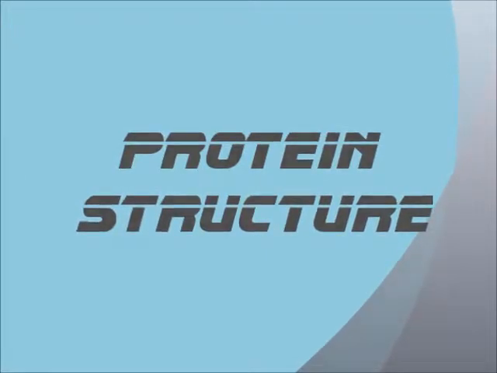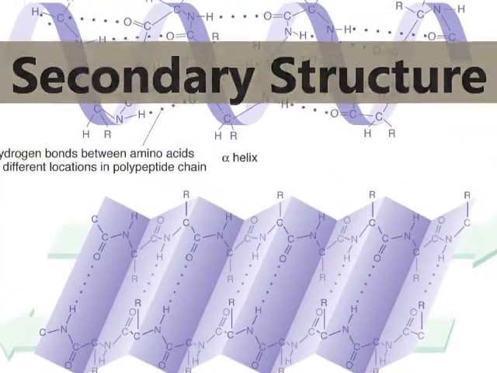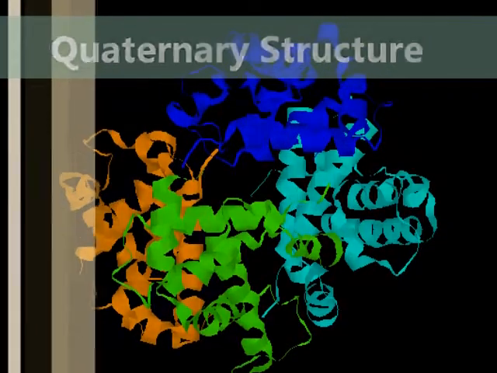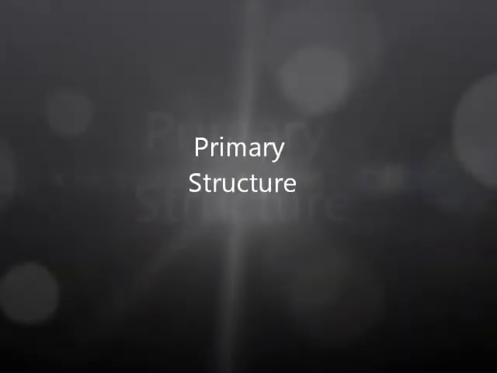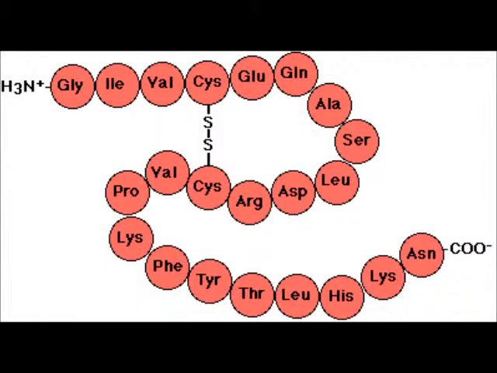So, there are four levels of protein structure, and these are primary structure, secondary structure, tertiary structure, and quaternary structure. This is primary structure. So primary structure is basically just the chains of amino acids, and there are 20 amino acids. These all have the same basic structure, and they link together by forming polypeptide bonds, and this then becomes the primary level of protein structure.